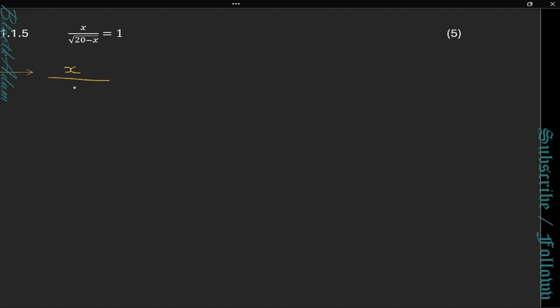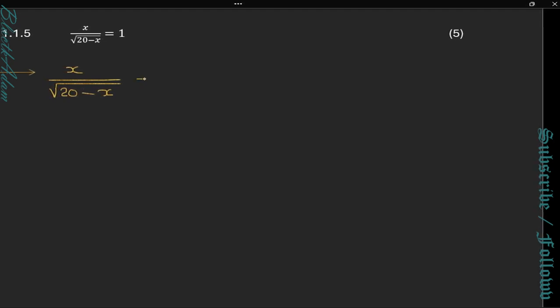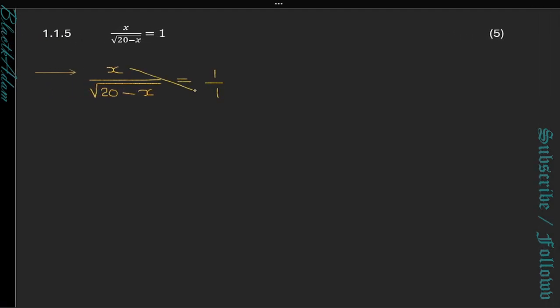And then we have x over root 20 minus x equals 1. So we're going to say 1 over 1, so x times 1 is x, so 1 times root 20 minus x is root 20 minus x.